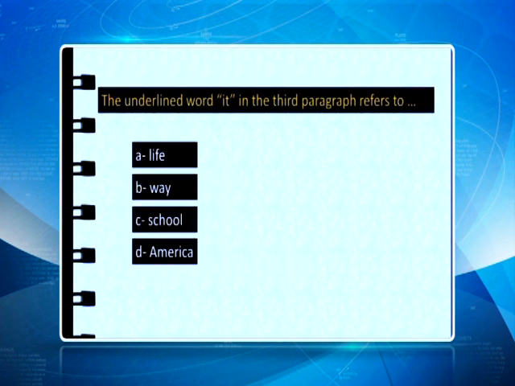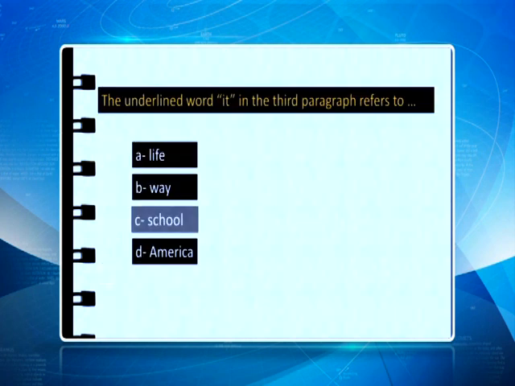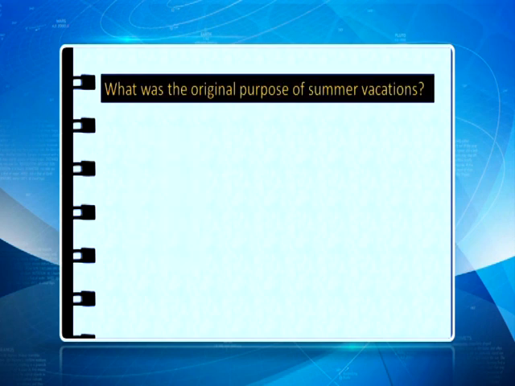Next question, the underlined word it in the 3rd paragraph refers to, here they help you, they mention the paragraph where the word is taken, and this is the paragraph, and this is the word it underlined, and these are the choices, school, way, life, or America. The word it means or refers to school, or life, or way, or America. If you read the sentence, so that school does not dominate their life the way that it here refers to, of course, school. Excellent.